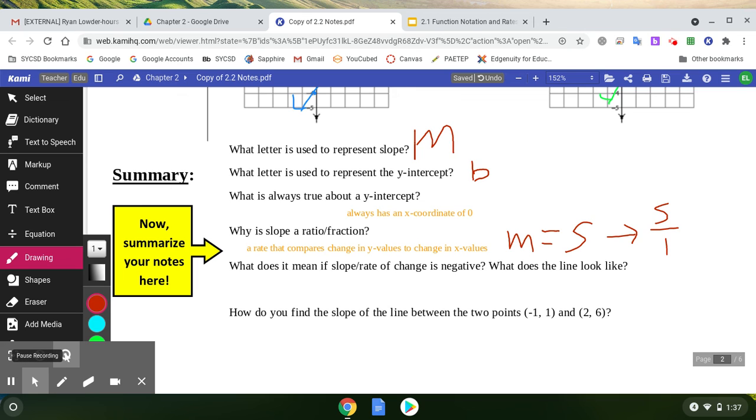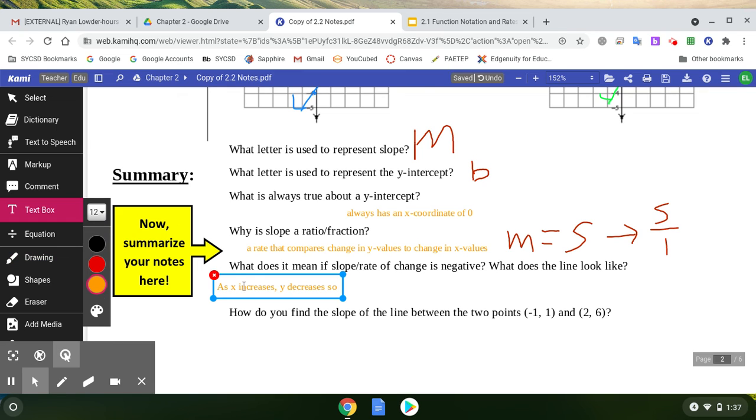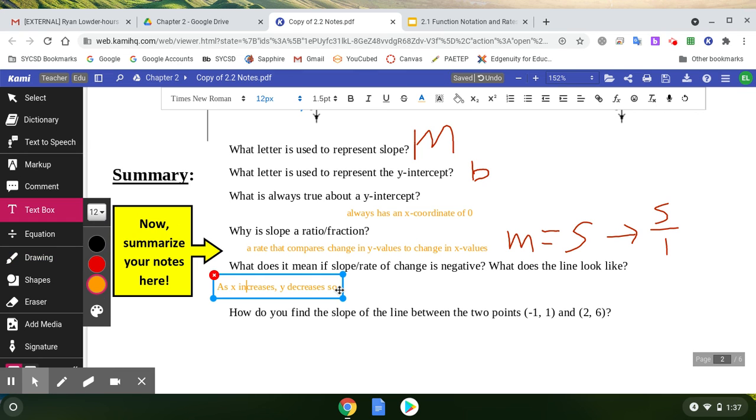What does it mean if slope or rate of change is negative? What does the line look like? So this goes back to the fact that we're comparing the change in y to the change in x. So what this really means is, as the x value increases, the y value decreases. So the line itself goes down from left to right. So again, a negative rate of change means that overall you are decreasing.